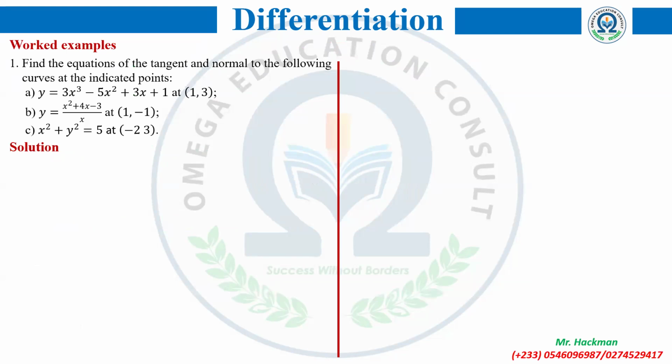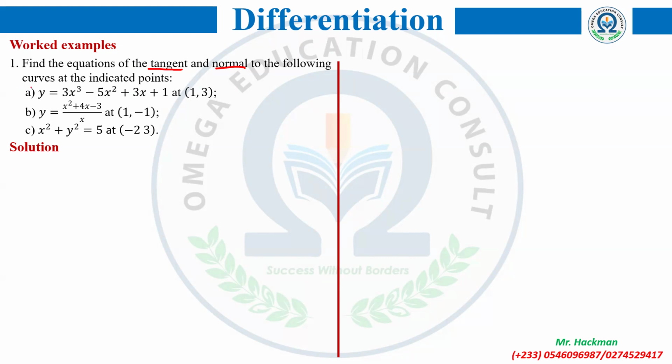So let's look at our first worked example. Find the equations of the tangent and normal to the following curves at the indicated points. So let's go and see what comes in. If you're able to do this first one and you run out of time, that will be fine. At least I want to build your foundation so that in our next meeting, it will be so good to go.